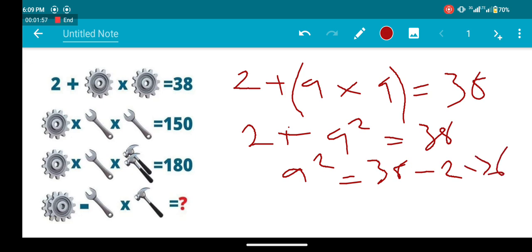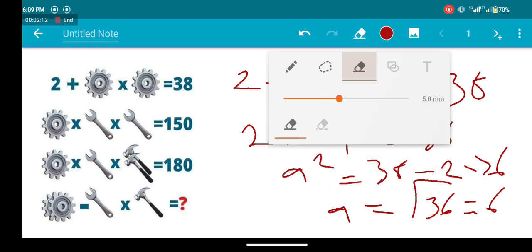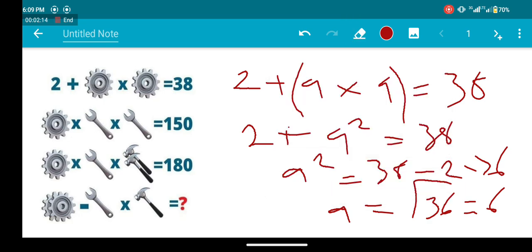So what is A now? A is simply the square root of 36. When we take the square root of 36, we have 6. So now we know that our A is 6.